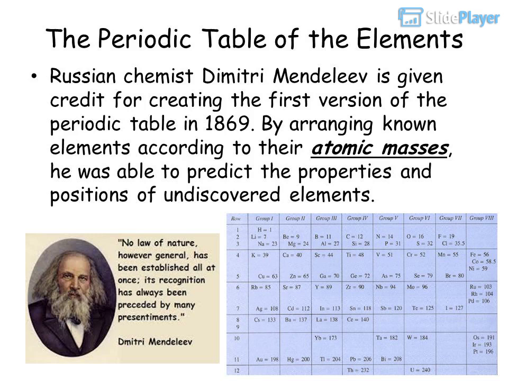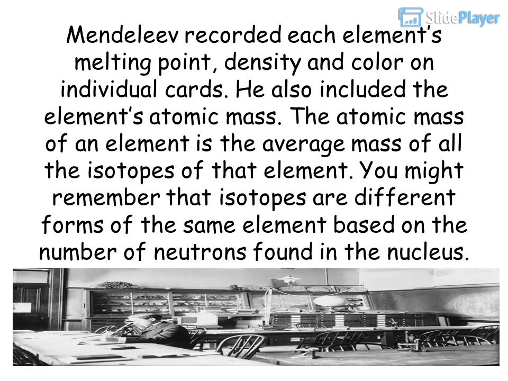By arranging known elements according to their atomic masses, he was able to predict the properties and positions of undiscovered elements. Mendeleev recorded each element's melting point, density and color on individual cards. He also included the element's atomic mass. The atomic mass of an element is the average mass of all the isotopes of that element.